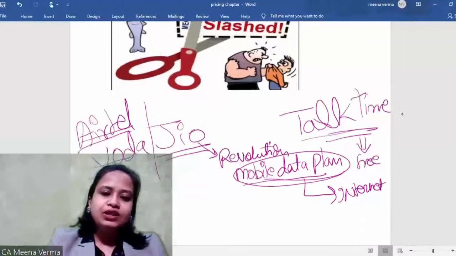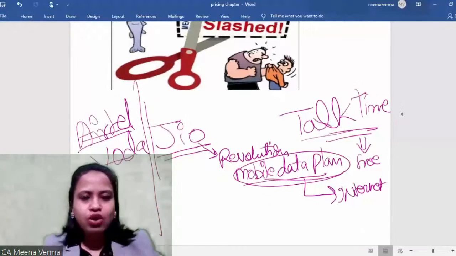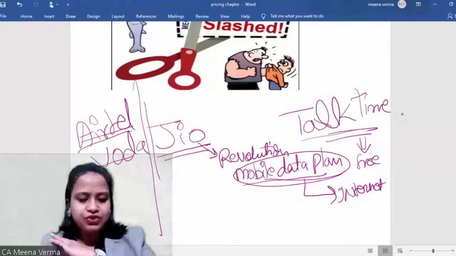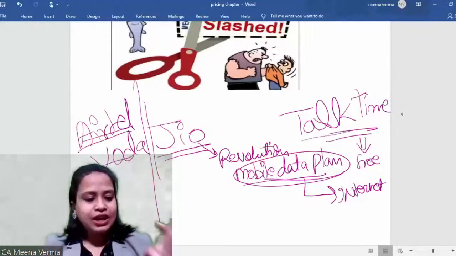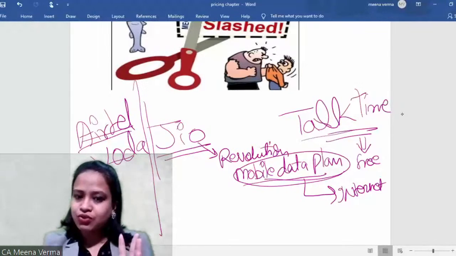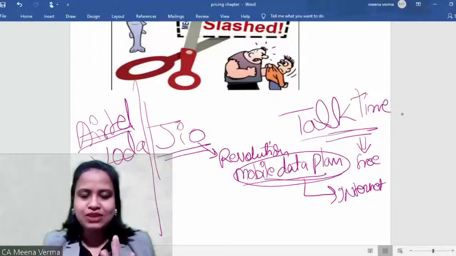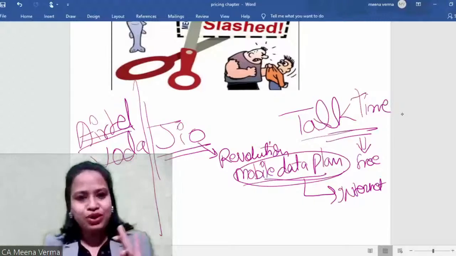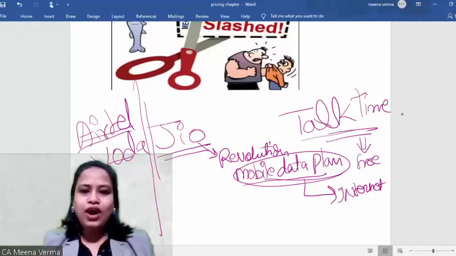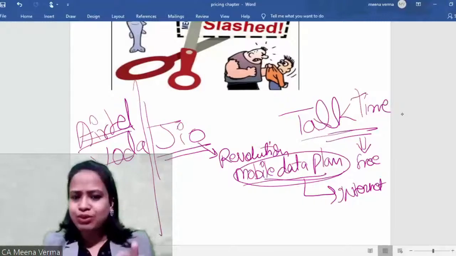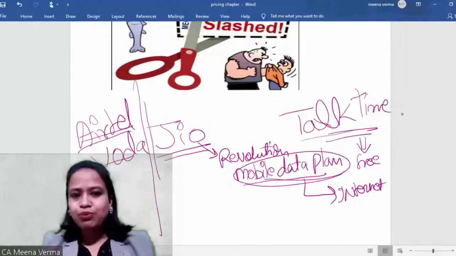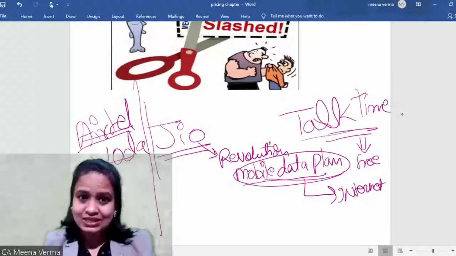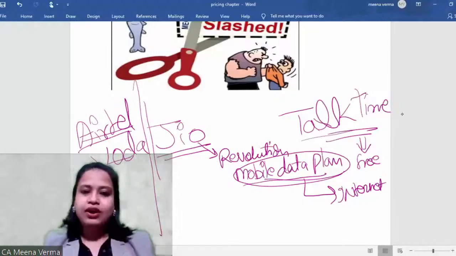Now see, this was a revolutionary product, and you all know that after the introduction of Jio, we have observed revolutionary changes everywhere. Internet was not so famous before Jio. YouTube was not so famous. You wouldn't even know the name of any YouTuber or influencer before the coming of Jio. Insta was not so famous. So this Jio mobile data plan has completely changed the way of doing business, the way of doing work.